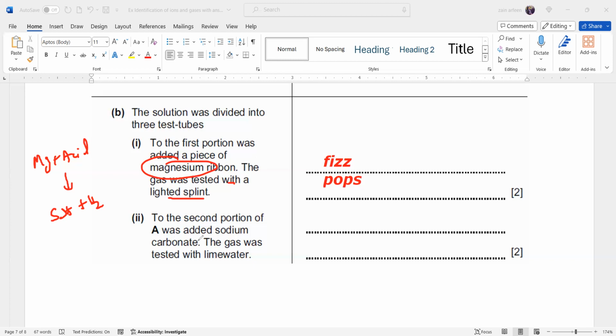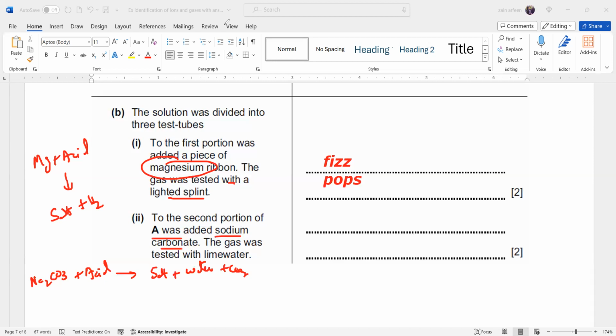To the second portion was added sodium carbonate. So we have a metal carbonate, sodium carbonate, and we add an acid. What will be the product? Acid plus metal carbonate. What will be the product? It will be salt, water, and carbon dioxide. So to the second portion, we add the sodium carbonate.